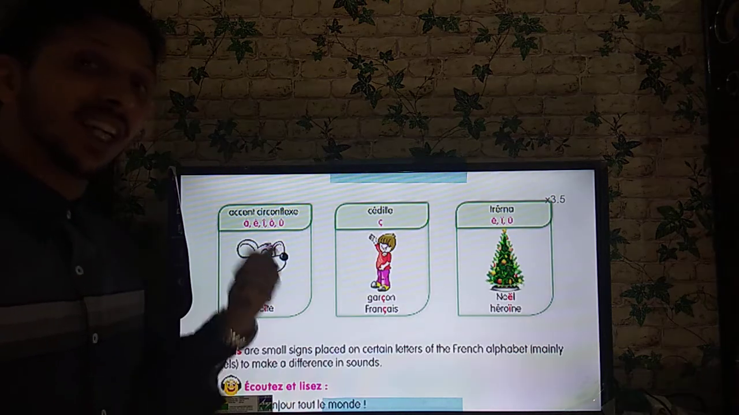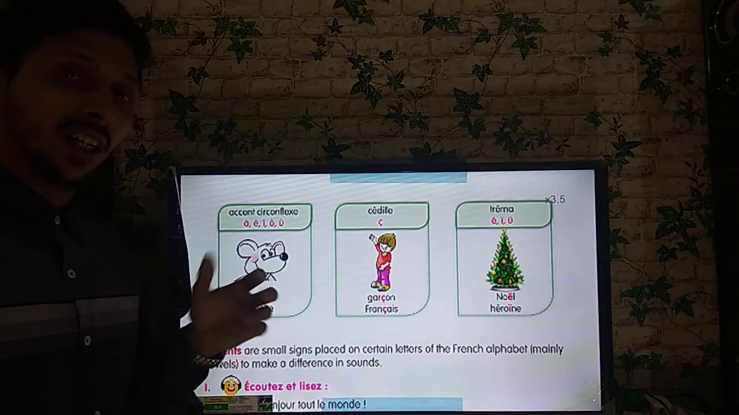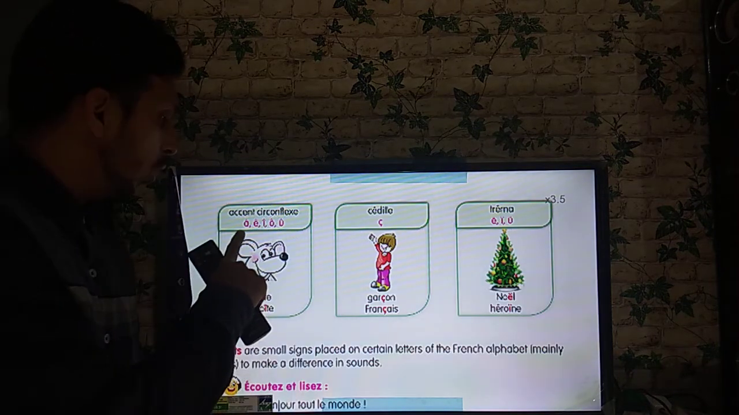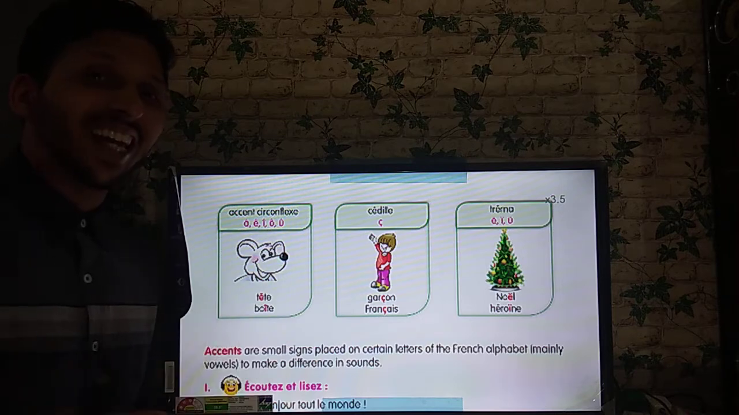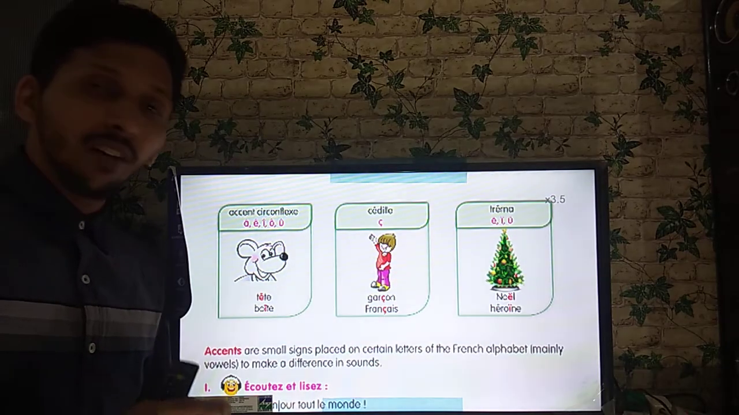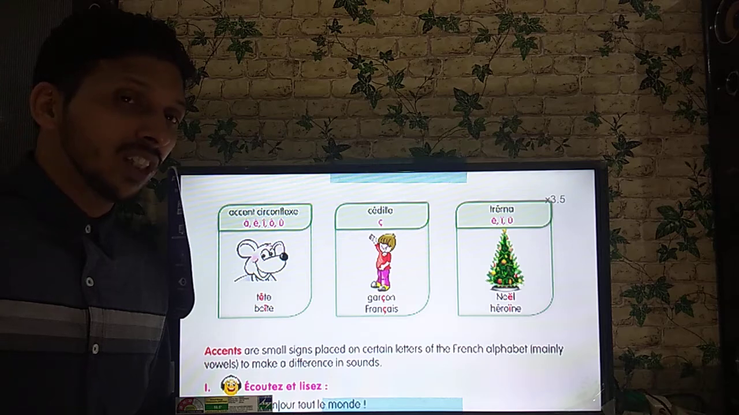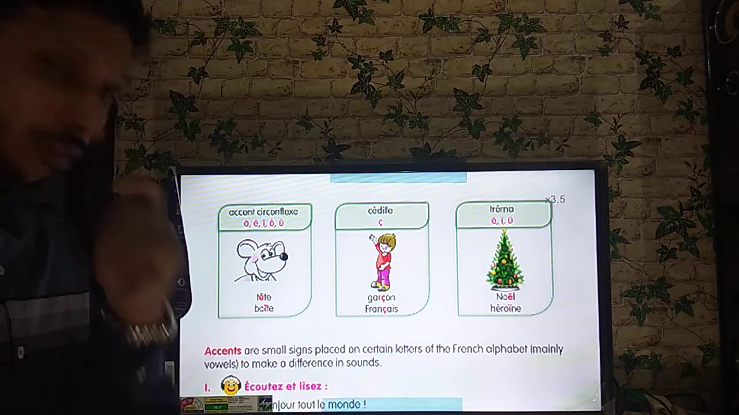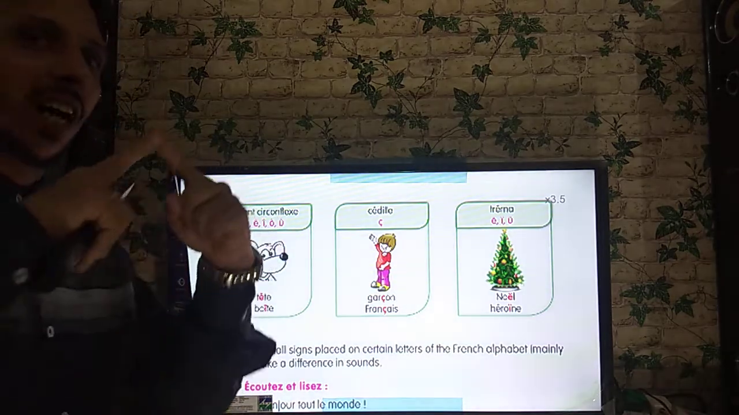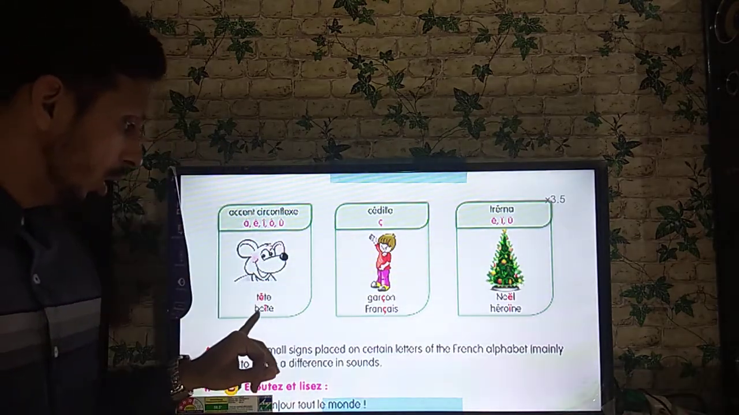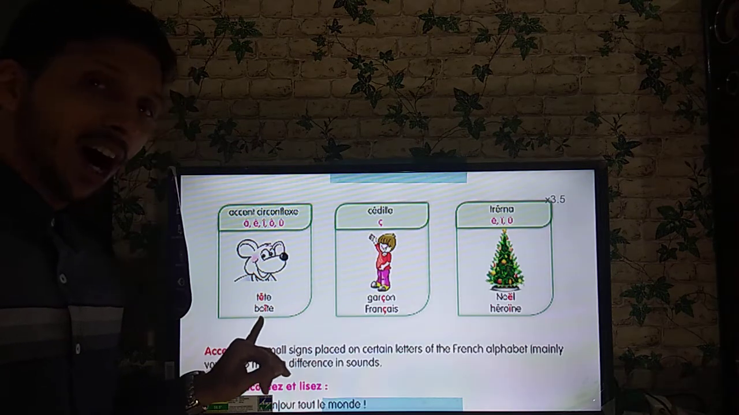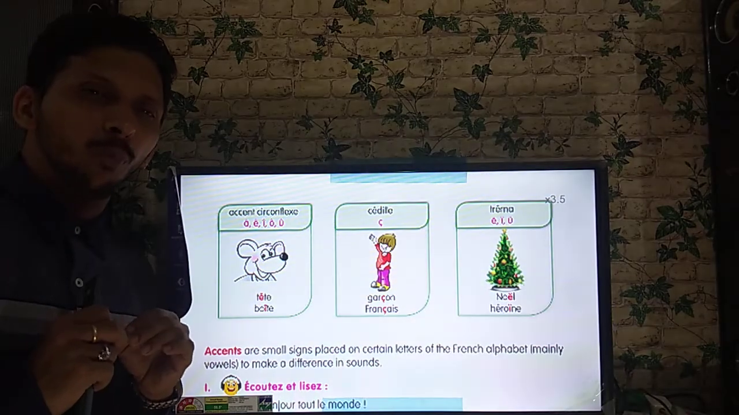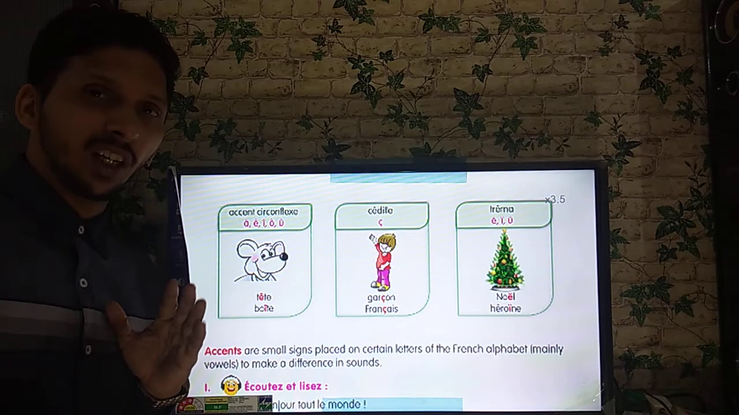Moving on to accent circonflexe. Accent circonflexe is basically a hat kind of accent, which you usually find on A, E, I, O, U. This never changes the meaning of the alphabet, nor does it change the sound rule. It remains the same. It is basically a sort of S, which is replaced by a hat sign. There are a lot of examples, like boite, B-O-I-T-E. You have the accent on I. We spell it a little low, boite.